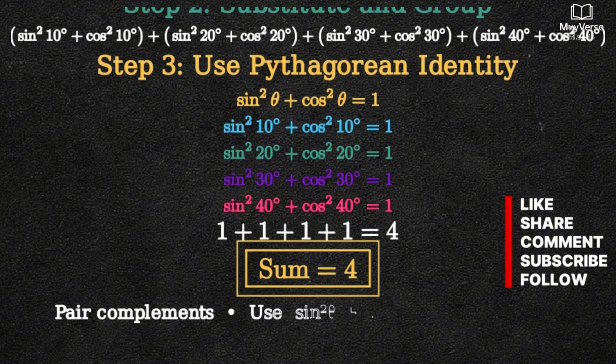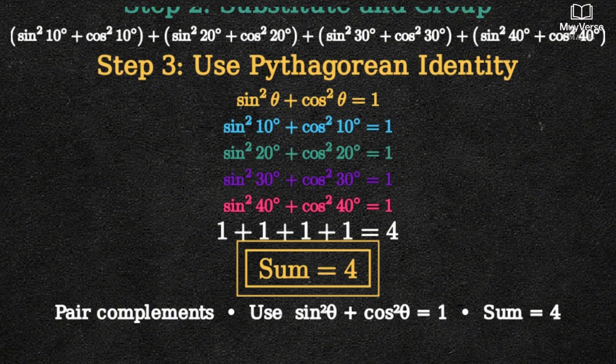Recap. We paired complementary angles using the cofunction identity, then used sine squared plus cosine squared equals 1 to collapse each pair. The clean total is 4.